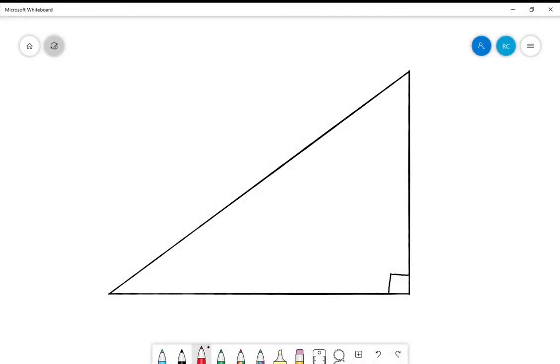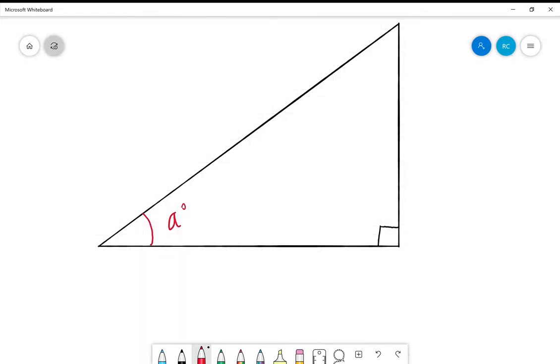Okay, in this diagram, we have a totally generic right triangle. All right, it's got a 90-degree angle, but we don't know anything else about it. We're going to go ahead and say that this angle here is A degrees. Okay, I don't know how much it is, so we're going to give it a letter.